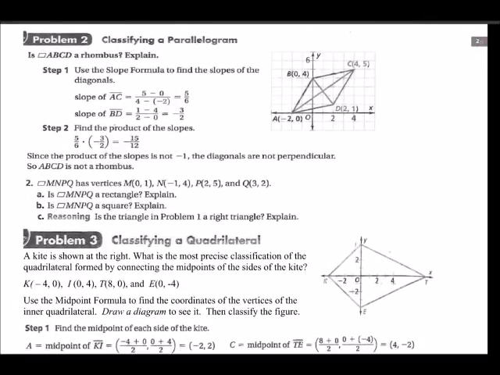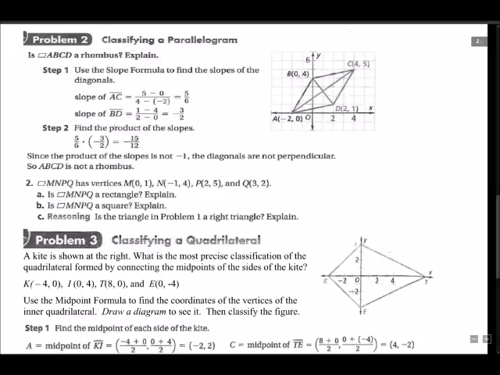Classifying a parallelogram. We are told that we have parallelogram ABCD, and we want to know if it is a rhombus. So it's already a parallelogram, so we don't have to check the slope to see if our sides are parallel.